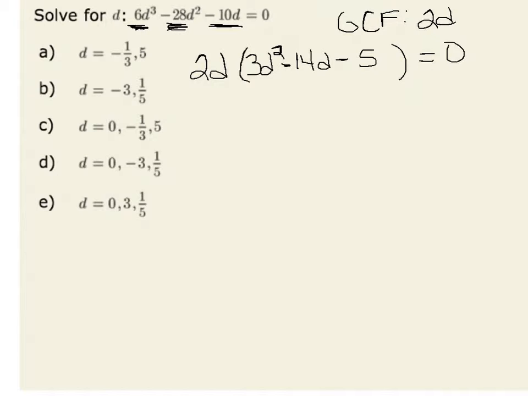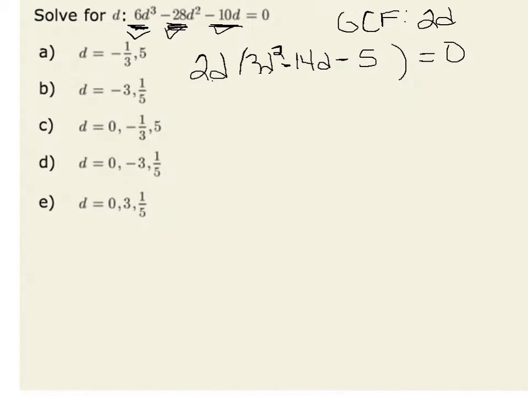Let's verify that I factored this correctly. To return to my original equation, I could use the distributive property. Taking 2d times 3d squared is indeed 6d cubed. Taking 2d times a negative 14d is indeed a negative 28d squared. And finally, taking 2d times a negative 5 takes me back to a negative 10d. Now I am ready to continue to factor that left-hand side.